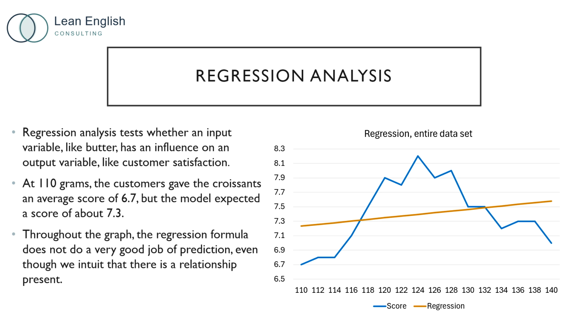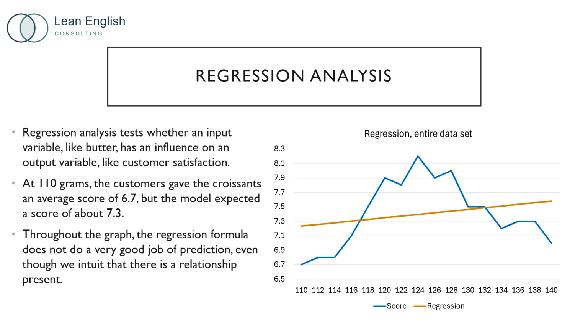To continue with our croissant project, we ran a test to see if the amount of butter in the recipe had an impact on the customer satisfaction score. We made batches of pastries, each with a different amount of butter, gave them to customers, and asked them to rate them on a scale of 1 to 10. So for each batch, we have an average satisfaction score. We use this data for our test.